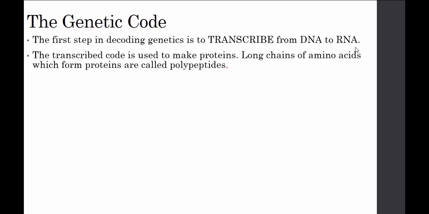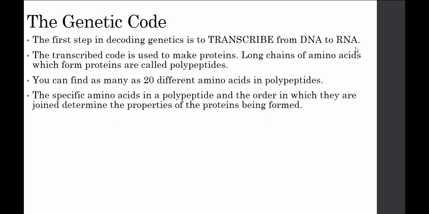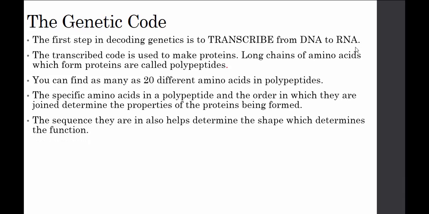Long chains of amino acids which form proteins are called polypeptides. And you can find as many as 20 different amino acids in polypeptides. The specific amino acids in a polypeptide and the order in which they are joined determine the properties of the proteins being formed. The sequence they are in also helps determine the shape, which determines the function.